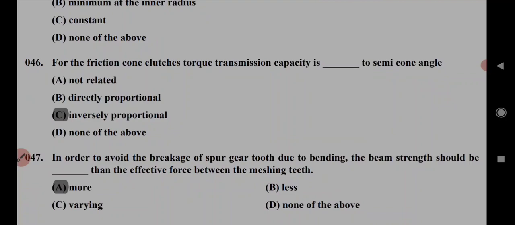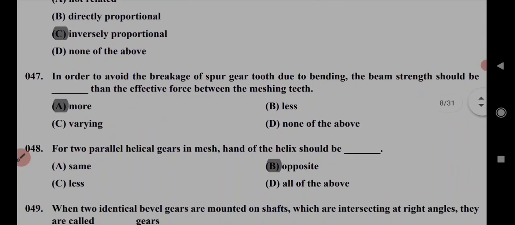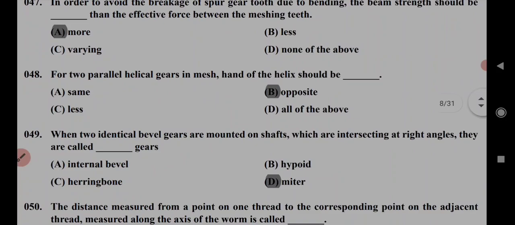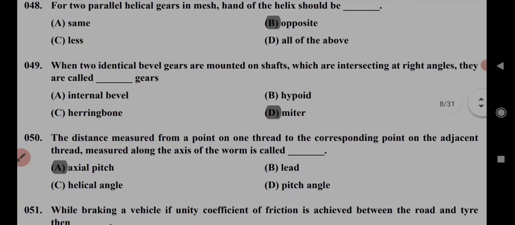The option C, inversely proportional. In order to avoid breakage of spur gear tooth due to bending, the beam strength should be ... than the effective force between the meshing teeth. So option A, more. For two parallel helical gear in mesh, ends of helix should be opposite.